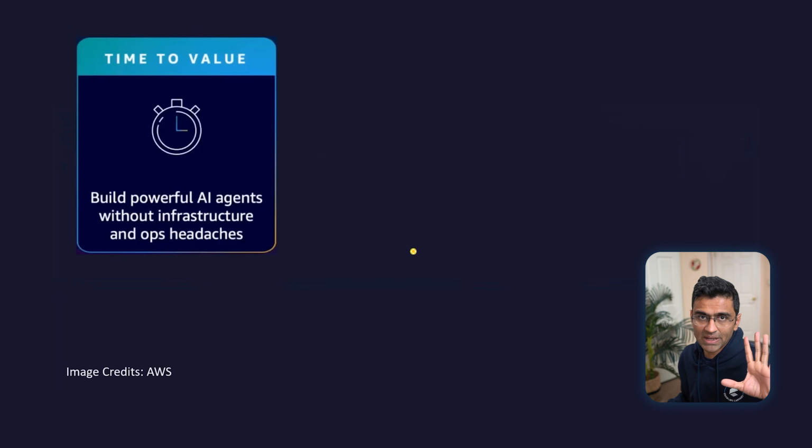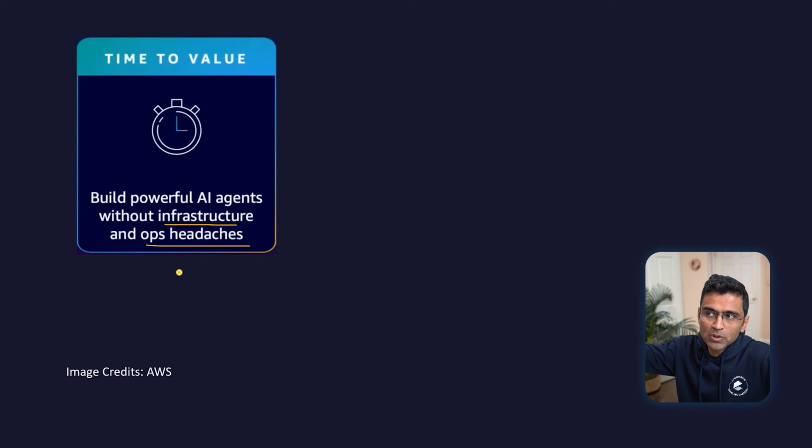So there are three essential highlights here. The first one is time to value. You are just focusing on the business value that your AI agent is delivering. You don't have to worry about your infrastructure and operational headaches, okay? You know that the AWS platform is very popular because in general, it helps you avoid those operational and infrastructure headaches for your regular software development. Similarly, AgentCore will help you remove the headache of infrastructure and ops management for your AI agent.